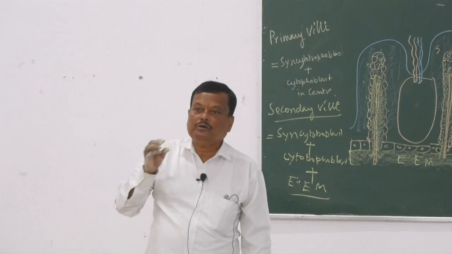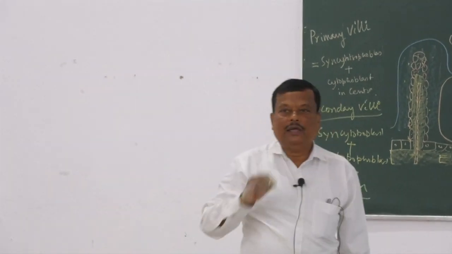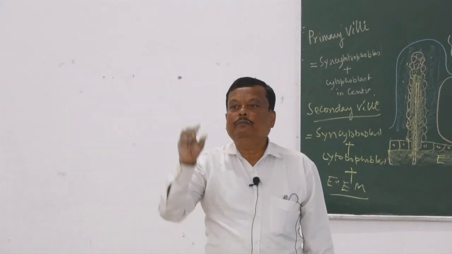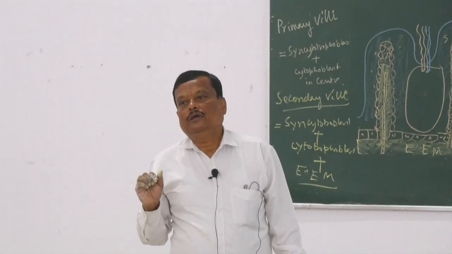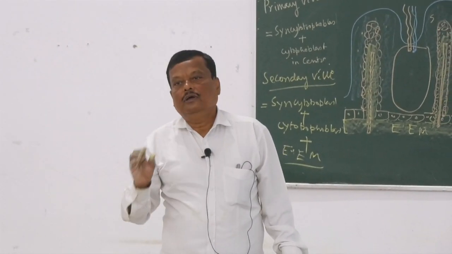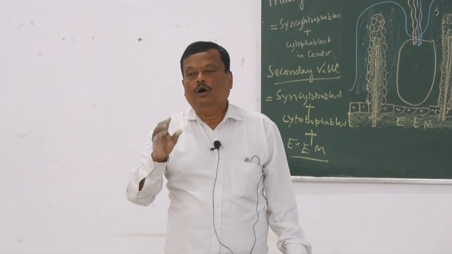Mesodermal cell has got blood forming cell, we call angiogenic cell. These form new capillaries inside the core of extraembryonic mesoderm of the secondary villus.